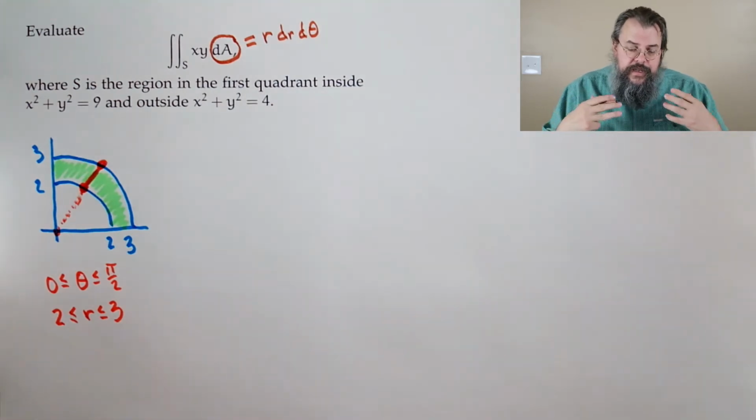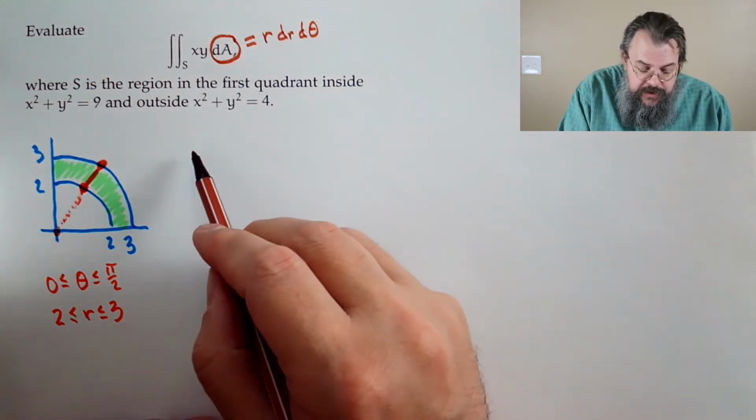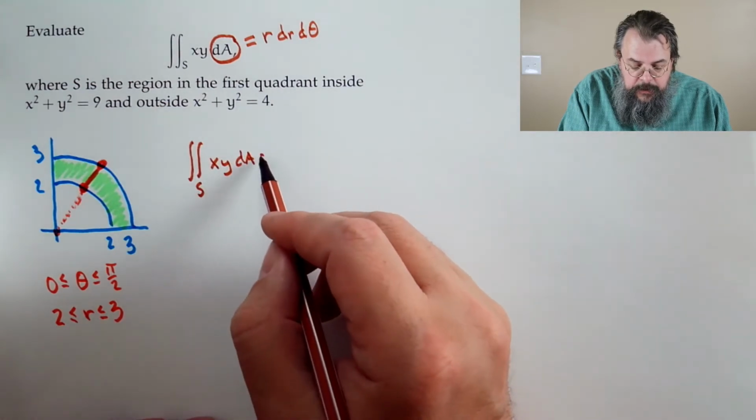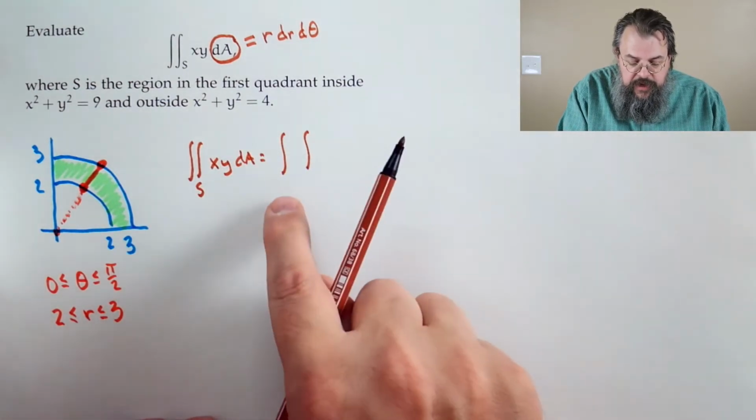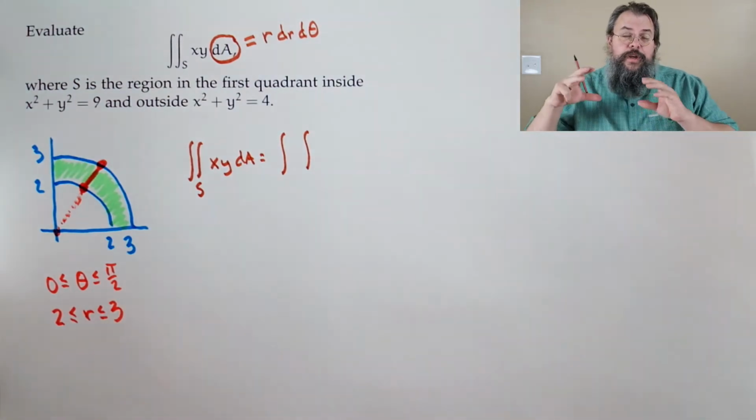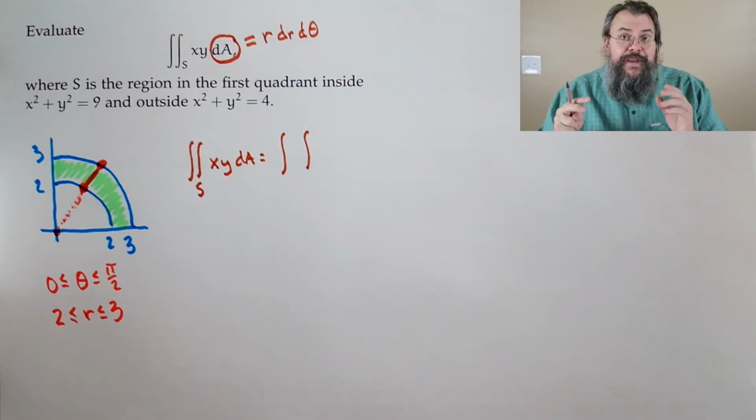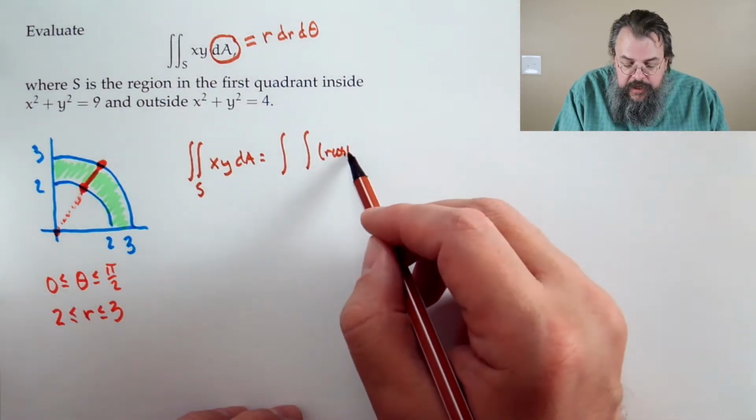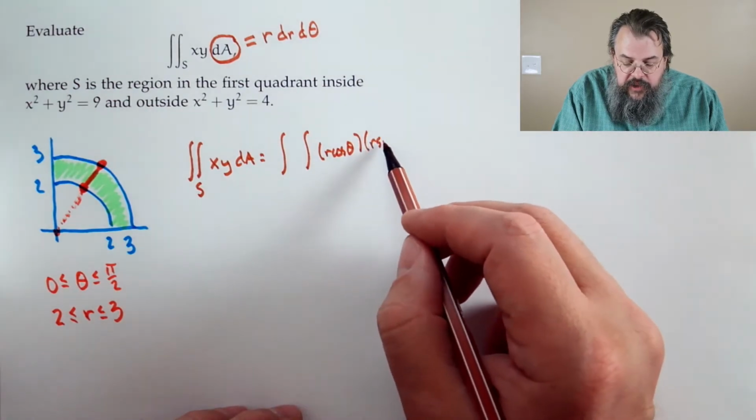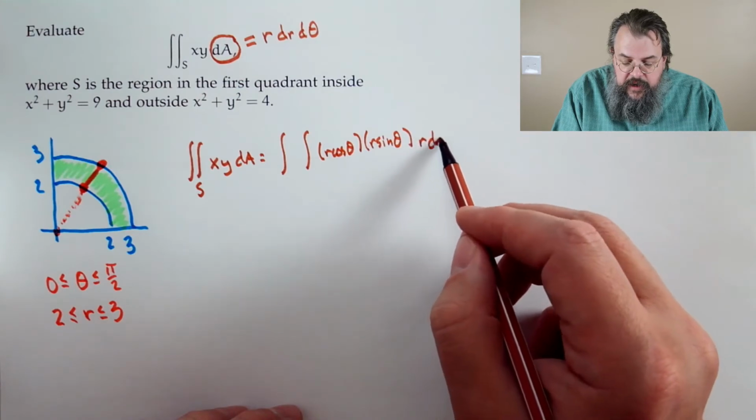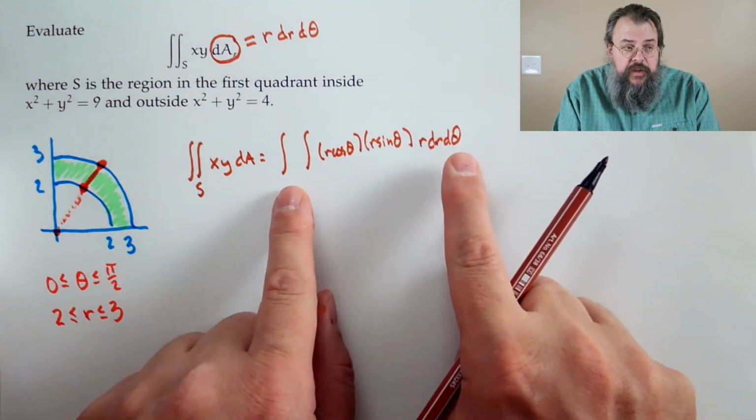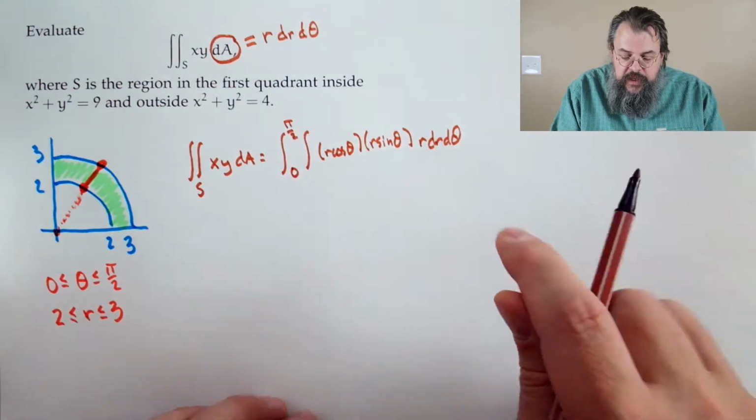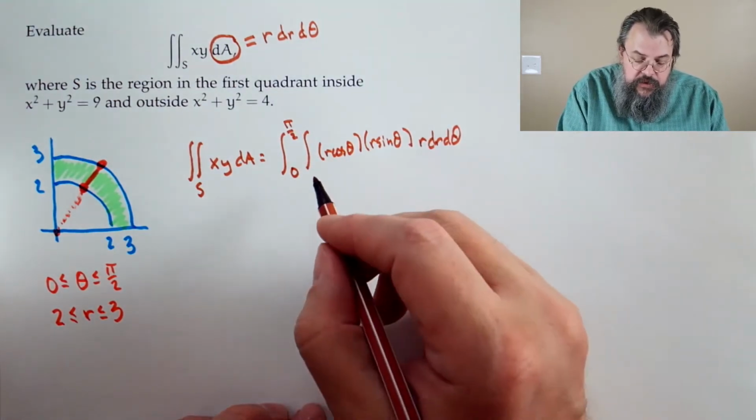Okay, so let's start putting things together. So our integral over our region of xy dA will become an integral. We'll do the bounds in a second. We want to wait to do the bounds until we are confident, or at least comfortable, with the order of integration. So x is r cosine theta. y is r sine theta. dA is r dr d theta. And now we say, okay, now we do our bounds. Outer integral corresponds to theta, so that goes 0 to pi over 2. Inner integral corresponds to r, and that goes 2 to 3.